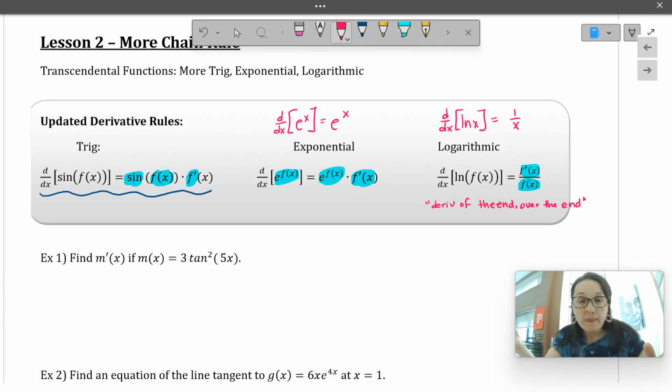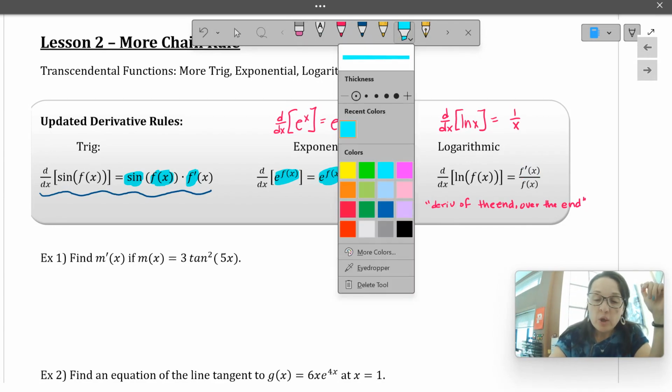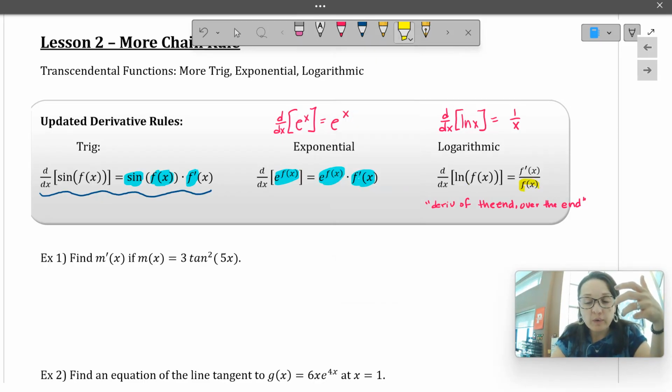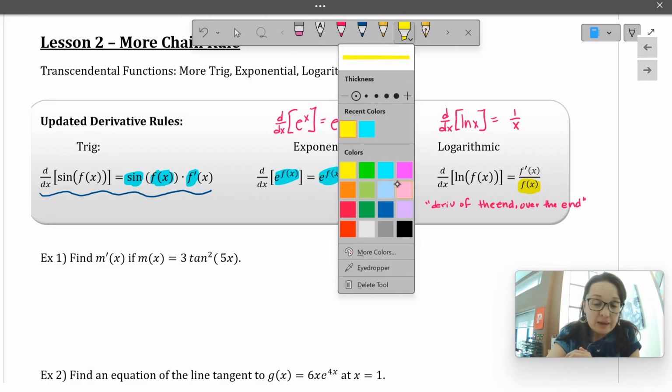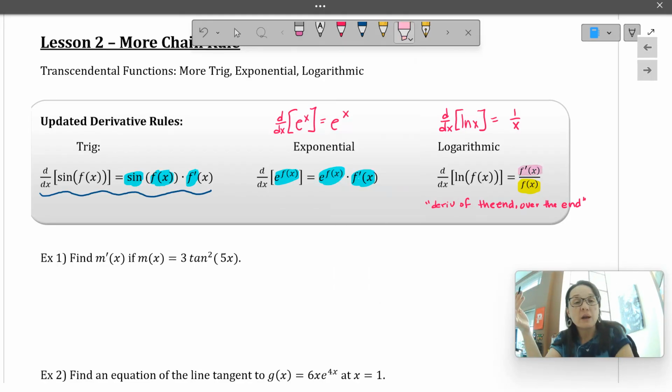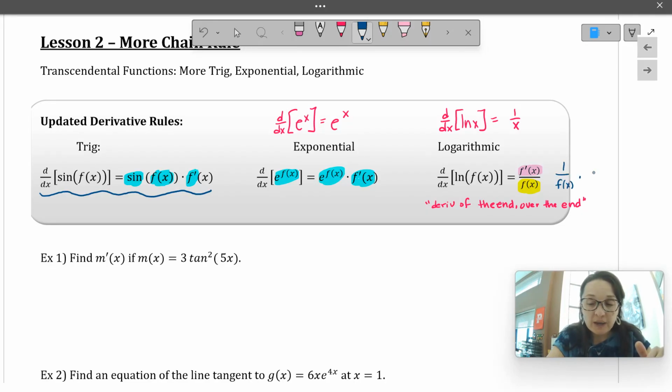Again, how does this jive with derivative of the outside, keep the inside? Well, the derivative of ln x is 1 over x. So the derivative of the outside is 1 over f of x. Keep the inside. Then times the derivative of the inside is times f prime of x. You can think about this as 1 over f of x times f prime of x. Derivative of the outside, keep the inside, times the derivative of the inside.